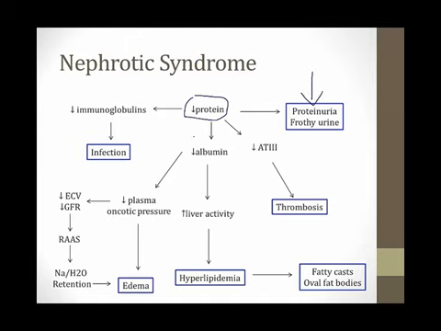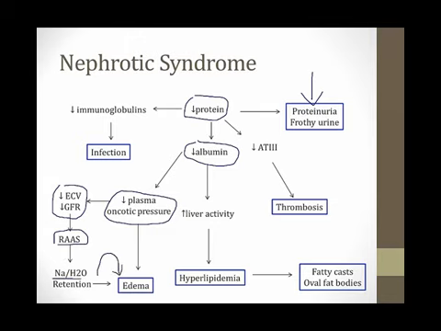In addition, one of the major proteins which is lost is albumin. Albumin is very important for maintaining plasma oncotic pressure, so when albumin levels fall, the plasma oncotic pressure falls. This leads to capillary leak of fluid, and that leads to edema. In addition, the capillary leak of fluid will lower the effective circulating volume and lower the glomerular filtration rate. This activates the renin-angiotensin-aldosterone system and leads to salt and water retention, and that also contributes to the edema.